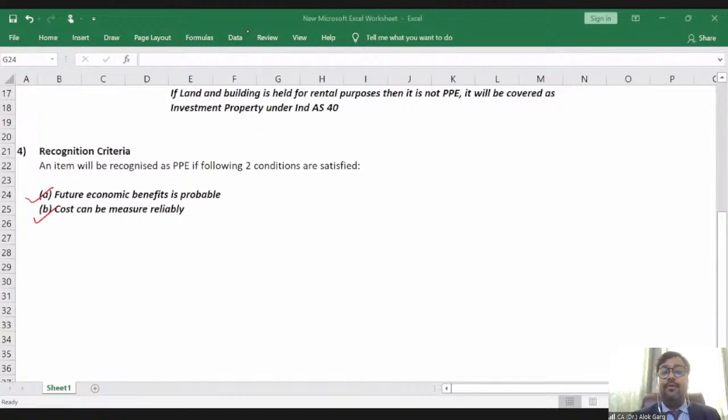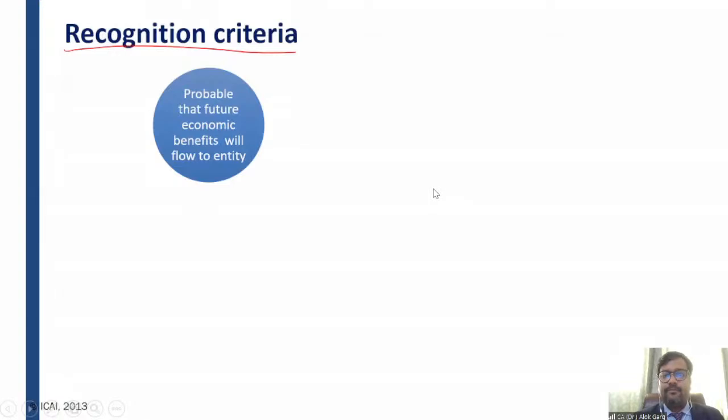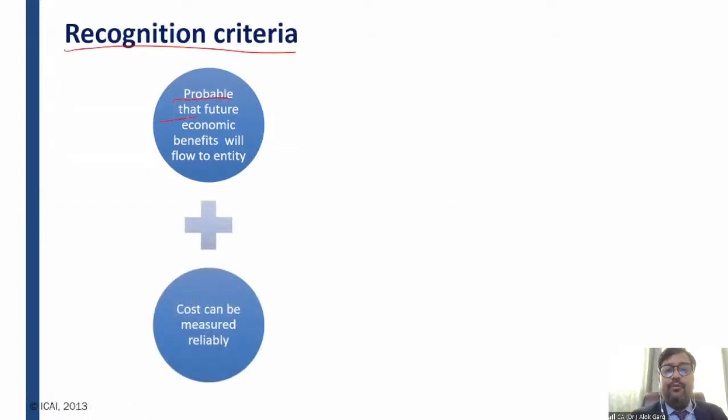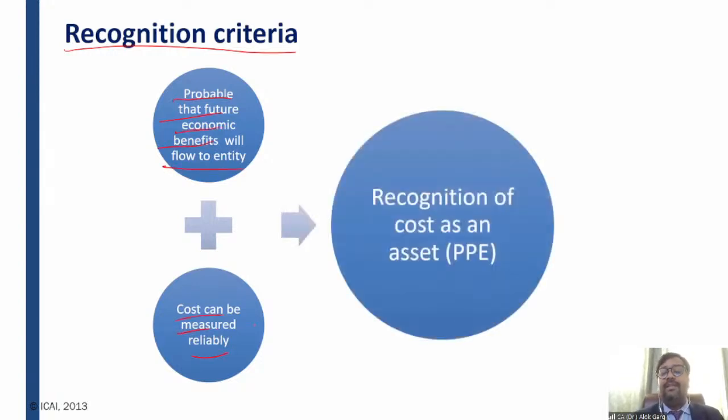Clear? So future economic benefit is probable and cost can be measured reliably. If these two conditions are met, then that item will be recognized as a property, plant and equipment, right? Is it clear? So recognition criteria: when it is probable that future economic benefit will flow to the entity and cost can be measured reliably, that item will be recognized as a property, plant and equipment in the balance sheet. Okay, right?